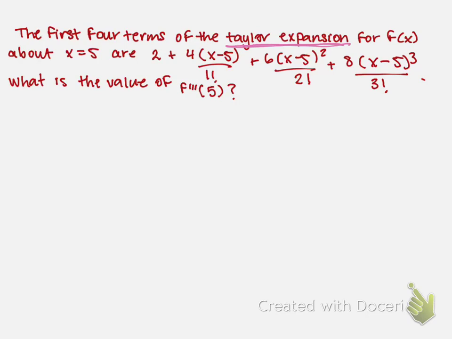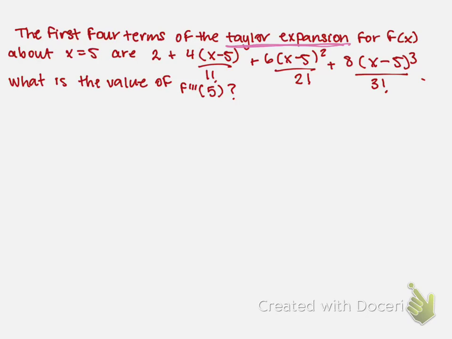The question is asking us the first 4 terms of the Taylor expansion for f of x about x equals 5 are 2 plus 4(x minus 5) over 1 factorial plus 6(x minus 5) squared over 2 factorial plus 8(x minus 5) cubed over 3 factorial. What is the value of f triple prime of 5?